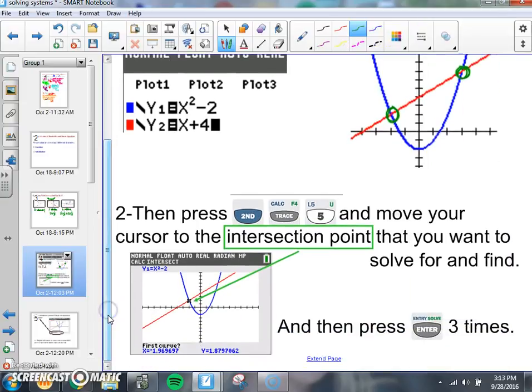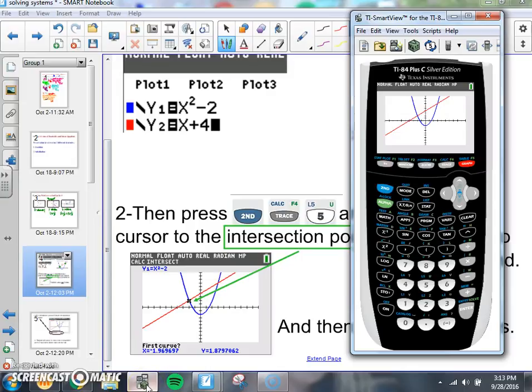Step 2 tells me I need to press second, trace, 5 and move my cursor. Let me show you. Your trace button is in between zoom and graph. Then you're going to go down to option 5 because option 5 gives you the intersect option. I want to calculate the intersect. It's going to ask me the first curve. I need to move my cursor to the first point which I want to find. So I'm going to move it over here. We will then push the enter key 3 times.